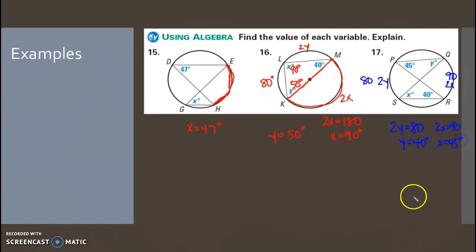All right, so your inscribed angles are half of the intercepted arc, or the intercepted arc is double whatever the inscribed angle is. And then your central angle is the same.